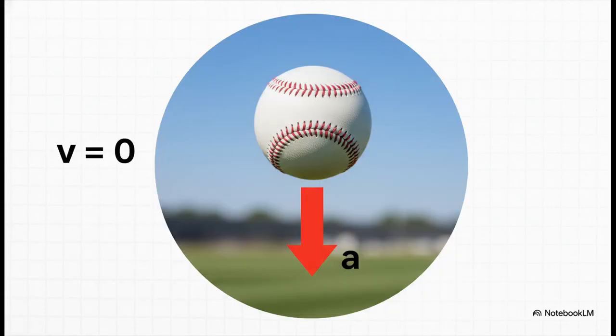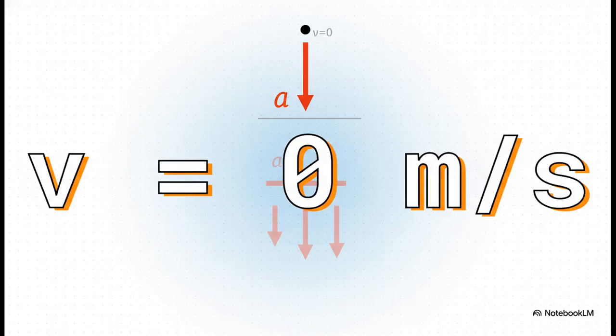Now for that magic moment at the very top of the arc. For a split second, the ball hangs there. It stops moving. But did gravity suddenly switch off? No way. The force of gravity is still pulling down, which means the acceleration is still pointing down, even when the ball isn't moving. At that one instant, its velocity is zero. But the acceleration is absolutely not zero. In fact, that downward acceleration is the very thing that's about to grab that zero velocity and start pulling it downward in the next moment.